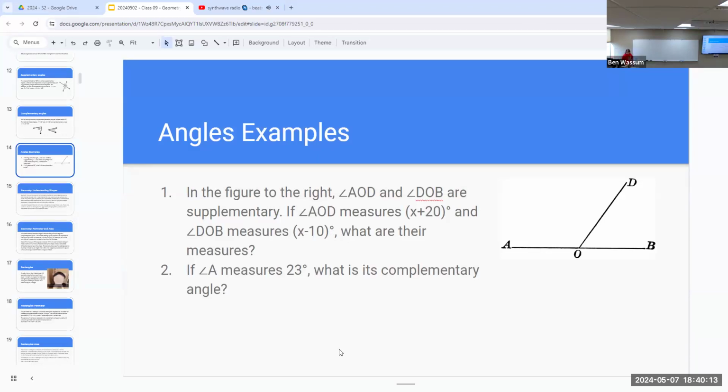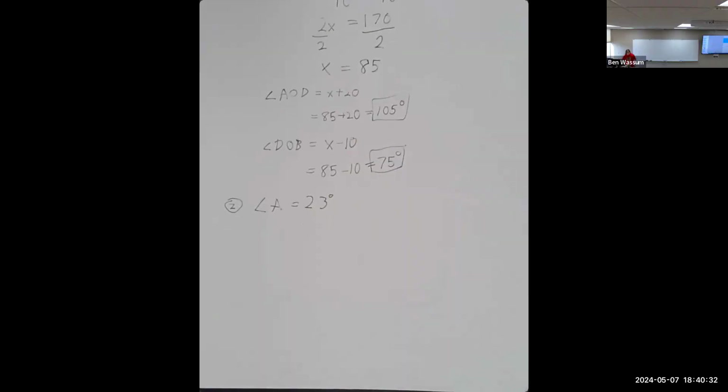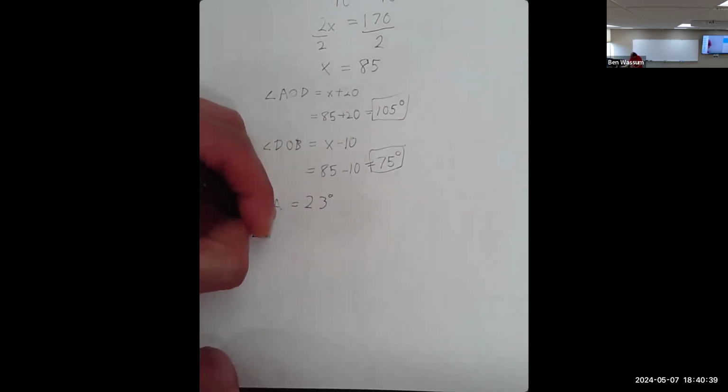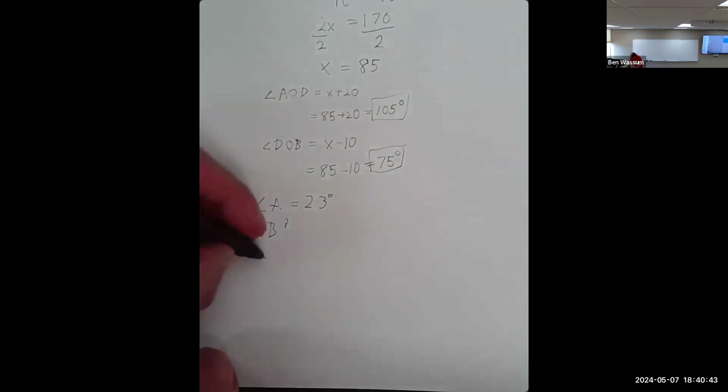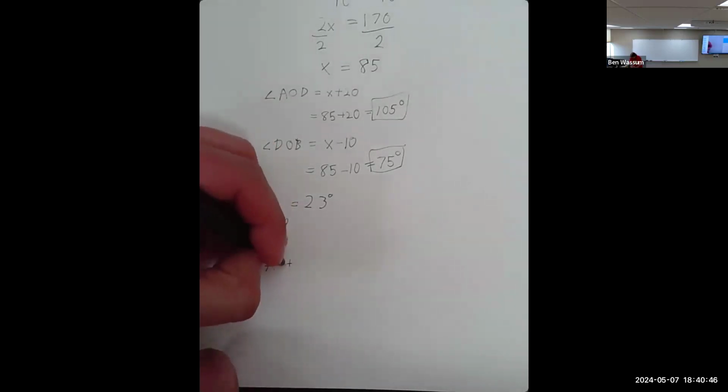Number two isn't relating to that angle. Number two just says if angle A measures 23 degrees, what is its supplementary angle or complementary angle? We don't have a name for the complementary angle, but let's say it was angle B, just because that makes sense. And we know that angle A plus angle B would be 90.